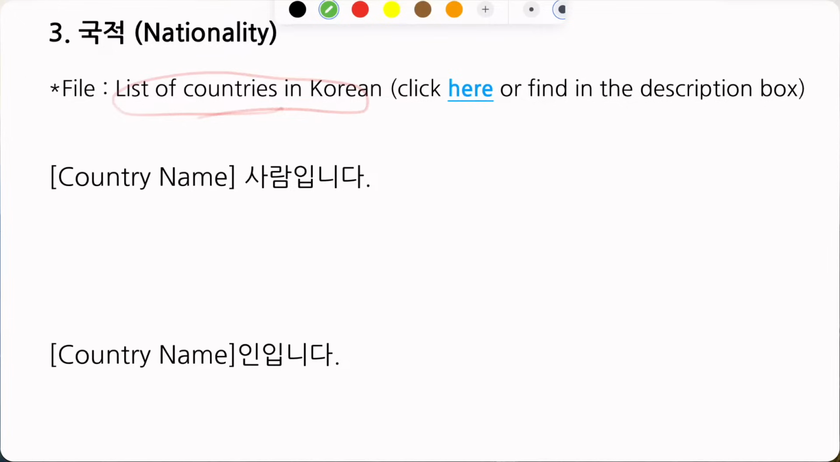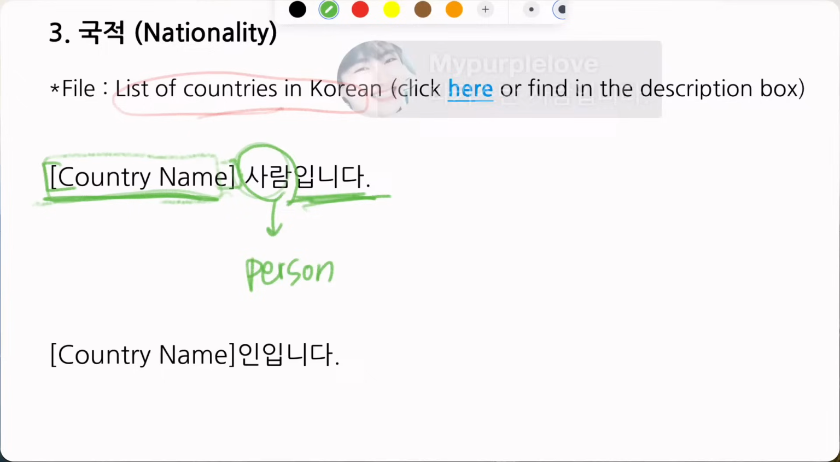So to say where you're from, it's very simple in Korean. We just say your country name, 사람입니다. 사람 means a person. So it literally means you are a country person, you are the country person. So let's look at some of the example sentences.